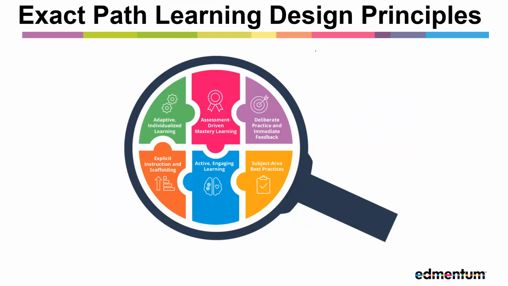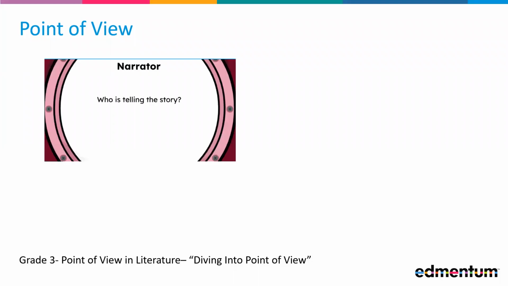Now we will look at an example of scaffolding and immediate feedback in a lesson from the January release. This example of new content we're going to look at is from the grade 3 lesson, Diving into Point of View from the Point of View in Literature skill group. We have scaffolded student learning by providing some direct instruction and modeling before giving students a chance to try it on their own. Note how the instruction is broken up into small chunks, which allows students to take in the information without feeling overloaded.